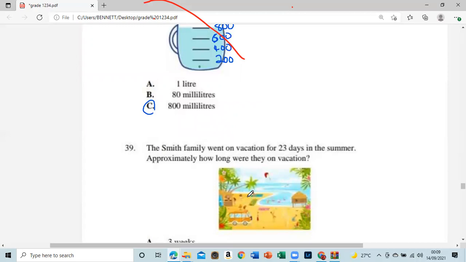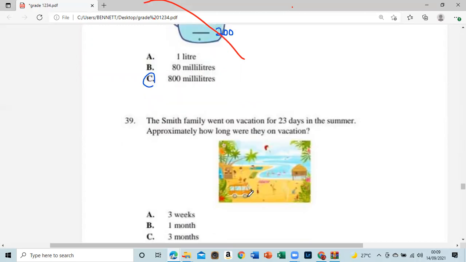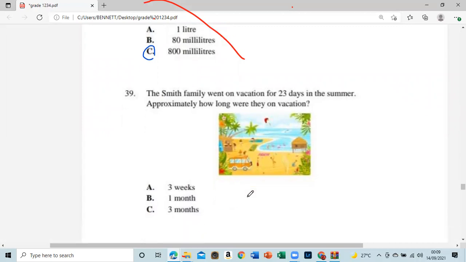The Smith family went on a vacation for 23 days in the summer. Approximately how long were they on vacation? 23 days, 23 is not 21. So it's actually 3 weeks. The students will have to know that it's 7 days in 1 week. So again, teachers would have gone through that with them. So it's 7 days, 1 week.